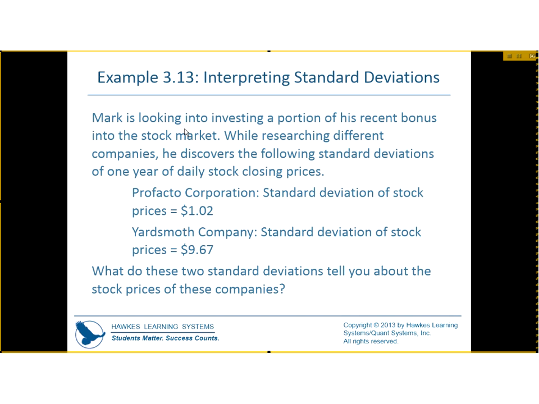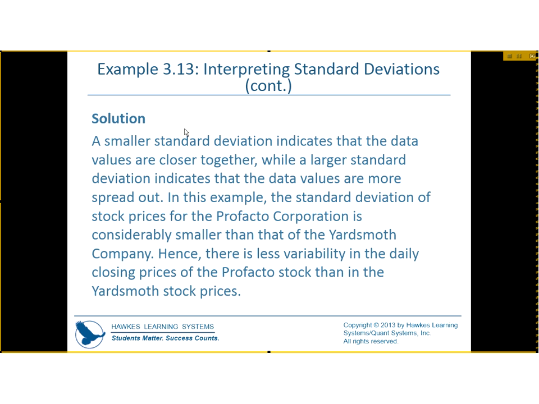Well, let's look at that first one. That one's not a lot. That's not a huge standard deviation, but the second one is. So remember, a smaller standard deviation indicates the data values are closer together, where the larger one indicates that the data are more spread out. So you could say that there's less variability in the daily price of the first one than the second one because the standard deviation isn't larger.